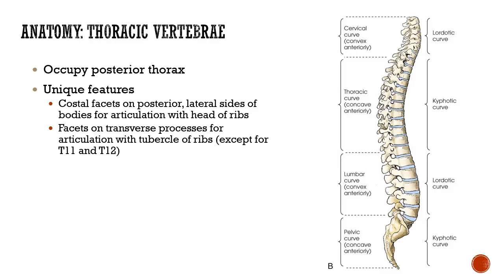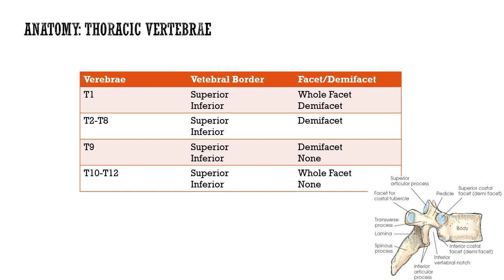The thoracic vertebra occupy the posterior thorax. Unique features are that they have costal facets on the posterior lateral sides of the bodies for articulation with the head of the ribs, and they have facets on the transverse processes for articulation with the tubercle of the ribs, for example, T11 and T12. And so they're on the thoracic vertebra.